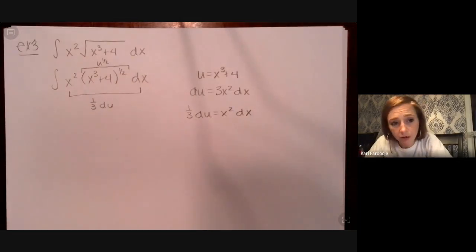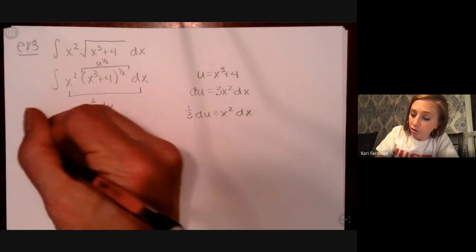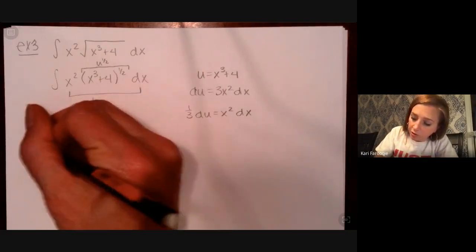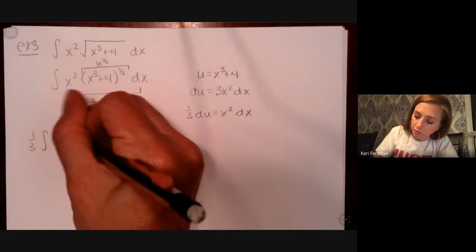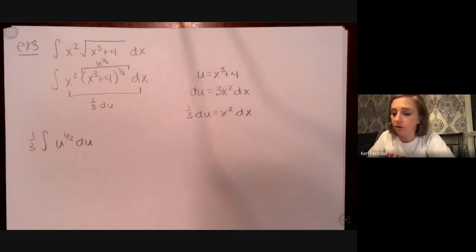Everything is accounted for, and that's what's important. There's nothing that we missed. There's nothing extra. So I'm going to take the 1/3 and place it in front. And then I have u to the 1/2 du.